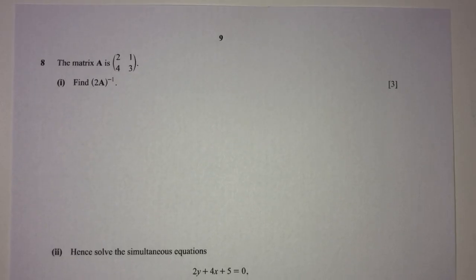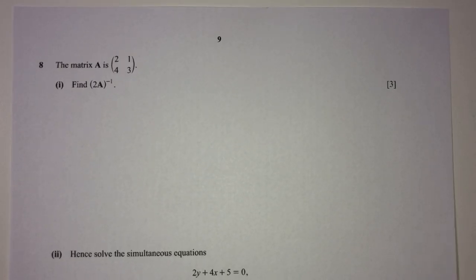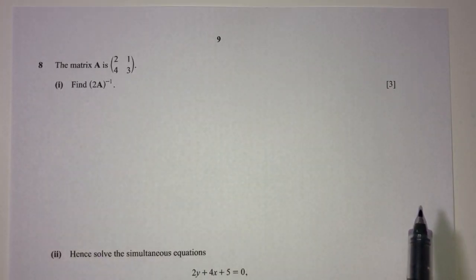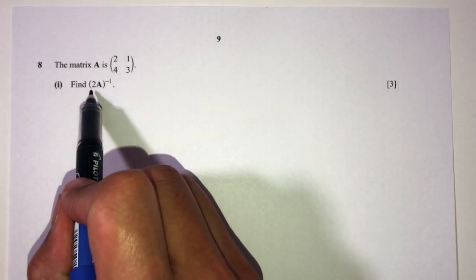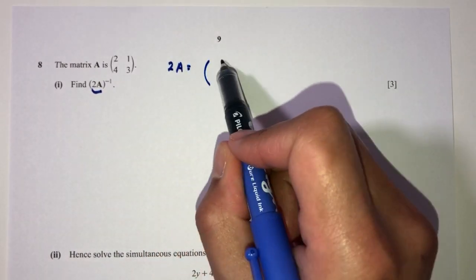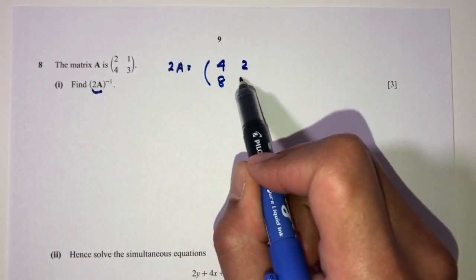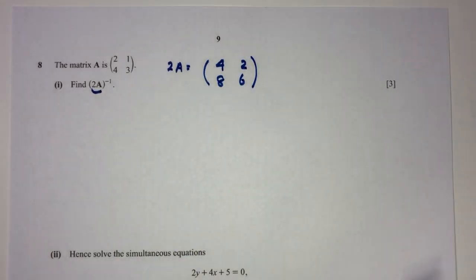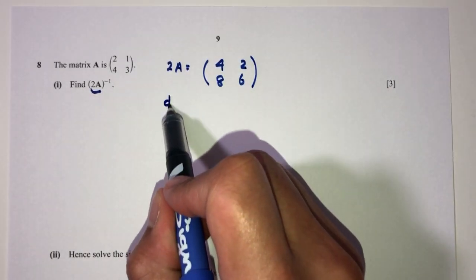Let's move on to question number 8. The matrix A is given by this. So we have to find 2A inverse. But first we have to find the 2A matrix. So 2A will be 4, 8, 2, 6. Now we have to find the inverse, but first we have to find the determinant.